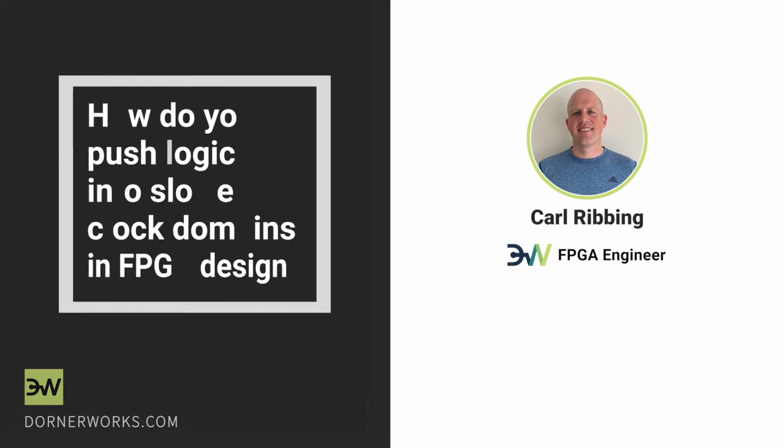How do you push logic into slower clock domains in FPGA design? Often we have requirements to run our design at a certain frequency. We might have certain throughput requirements for the data paths. But if you are finding certain logic you're having trouble meeting at a particular frequency, it might make sense to run that block of logic at a slower clock domain.